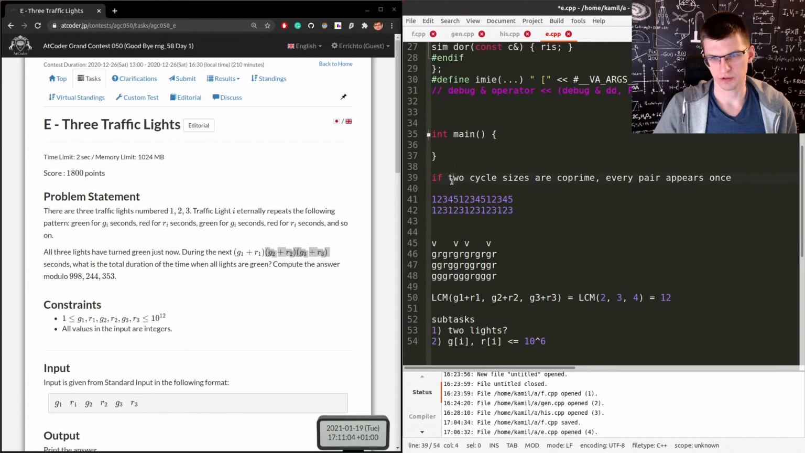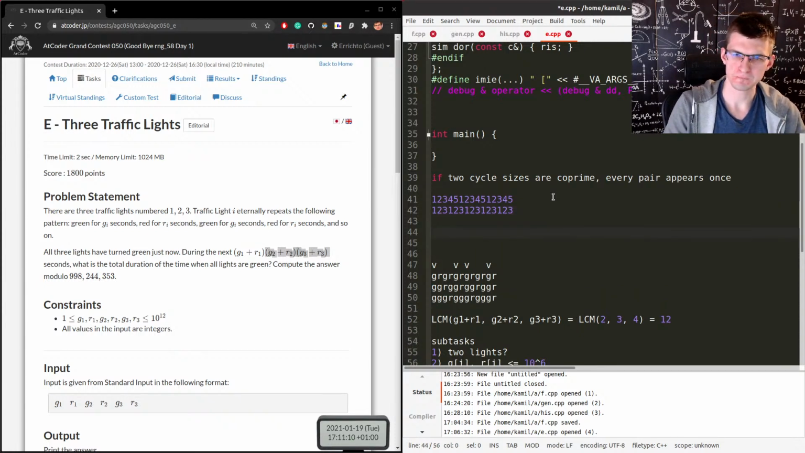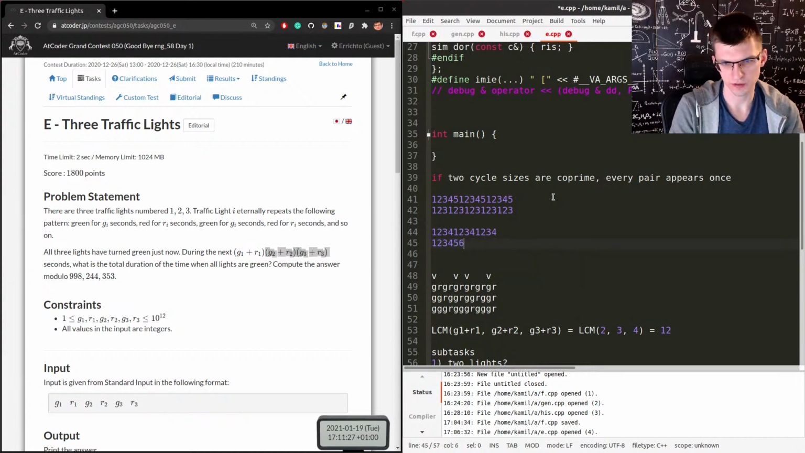All right, now what happens if they are not coprime, right? Like if there's nothing more to do. Let's check. What are 2 non-coprime numbers that I can check? 4 and 6. Sounds reasonable. 1, 2, 3, 4, 1, 2, 3, 4, 1, 2, 3, 4 versus numbers from 1 to 6.